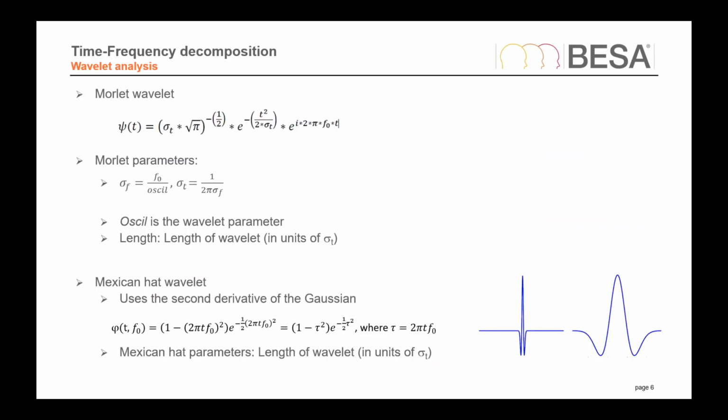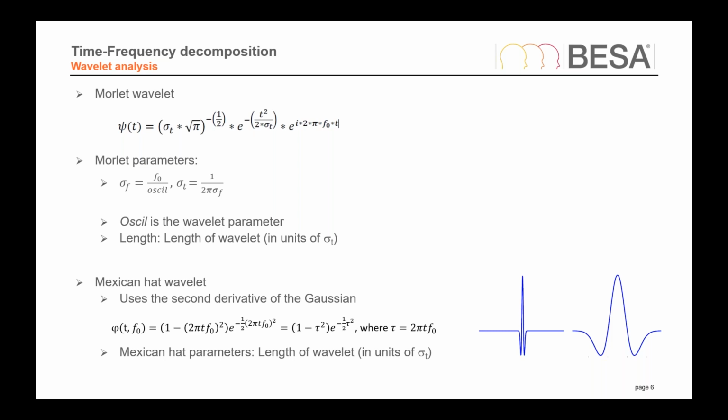Right, how do we compute it then? There are various different ways. The most popular one maybe is the Morlet wavelet, which is, I think, the popular choice. It has two main parameters. That's the oscillation parameter, which decides on the number of oscillations in the wavelet, and the length parameter, which is about the overall length of the wavelet.